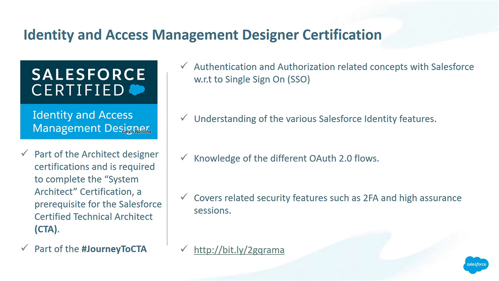The main thing to understand is what are the differences between these different OAuth flows and when to use each one. What are the use cases for these flows? And lastly, there are a bunch of security features which we could not look into a lot. There are things like two-factor authentication, high assurance sessions, IP restrictions, login hour restrictions. So you need to know and understand these things for this certification. Most folks think that it's hard, but the main thing is to understand these concepts.